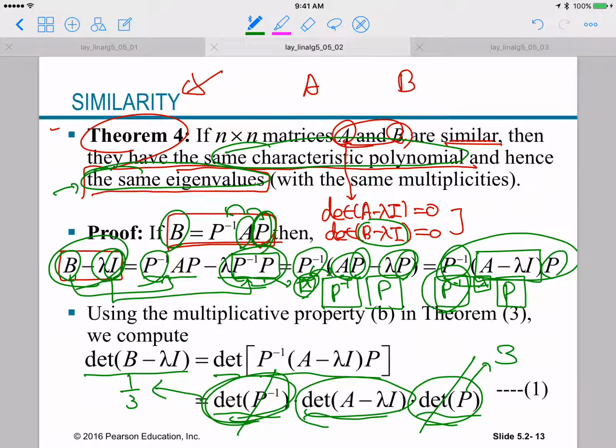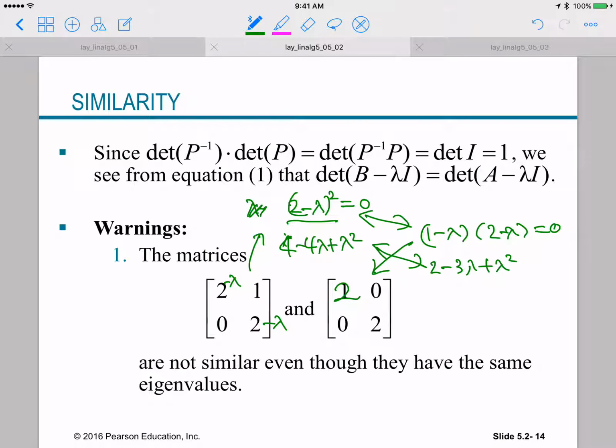So when talking about similar matrices, we assume that the matrices A and B are the same size and they are square matrices. Because if they are not square matrices, then we cannot even compute or define the determinant of it. So we only define the determinant on square matrices. Okay, so any questions so far?